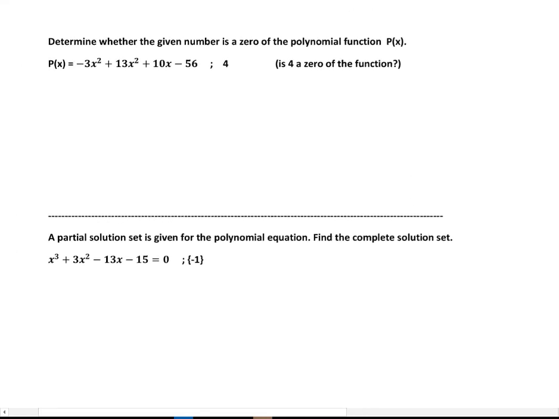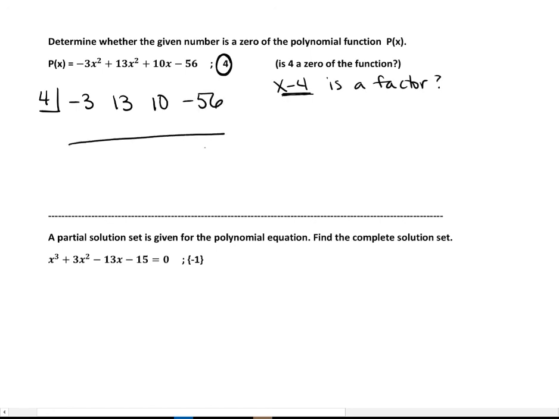Now let's determine whether the given number is a 0 of the polynomial. If I want to know if 4 is a 0, I'm also asking if x minus 4 is a factor. So if we're given the number 4, we're going to use 4. Remember that that's coming from x minus 4 being a factor. Negative 3, 13, 10, negative 56. And if we get 0 as a remainder, we can say that 4 is a 0 and x minus 4 is a factor.